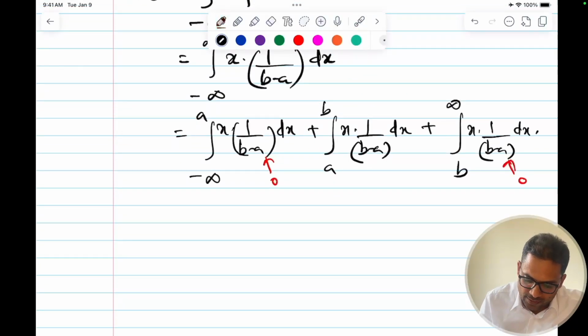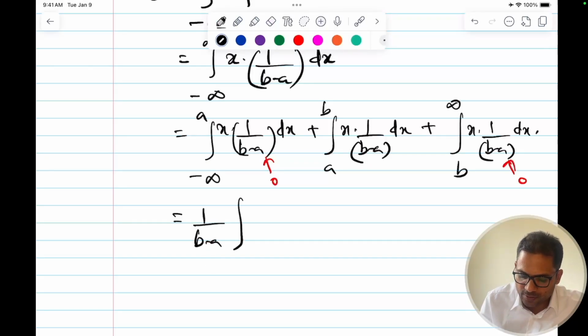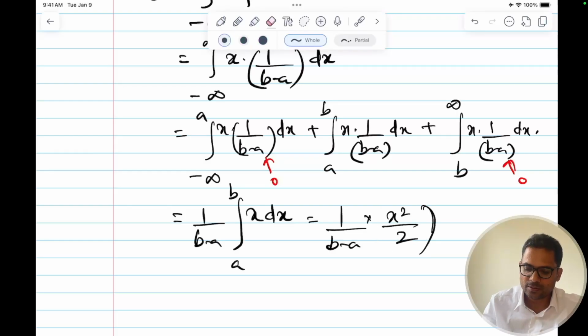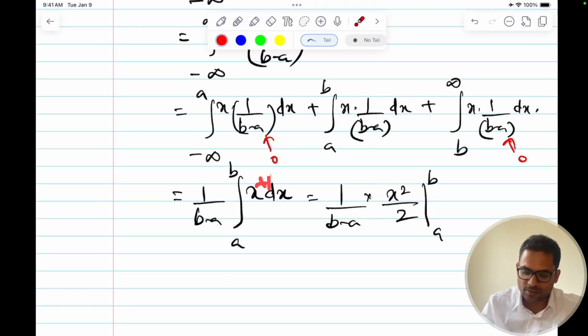So this function will be defined as the integral from a to b. Let's bring this 1 by b minus a out, since it is a constant with respect to x, right? We are not integrating it. Integral of x dx. What is this value? That is 1 by b minus a into, what is the integral of x? x square by 2, from a to b. This is the value. Increase the power by 1 and divide by the same thing in the denominator. That's how integration works.